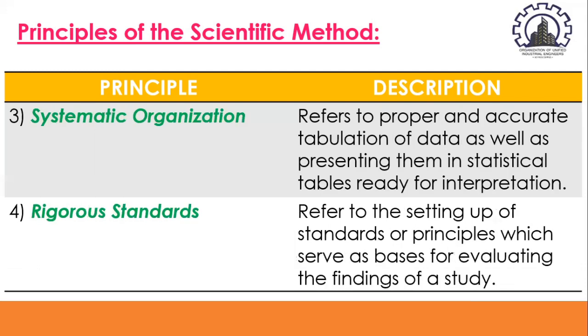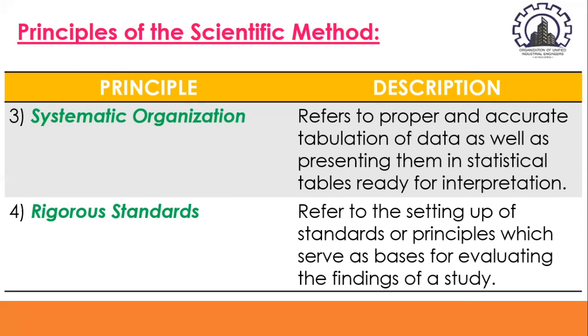And another principle of scientific method is what we call systematic organization. And if we say systematic organization, this refers to proper and accurate tabulation of data, as well as presenting them in statistical tables ready for interpretation. And aside from statistical tables, another way in presenting the data, that would be graphical presentation. Okay, so tabulation, and there are so many ways in presenting our data.